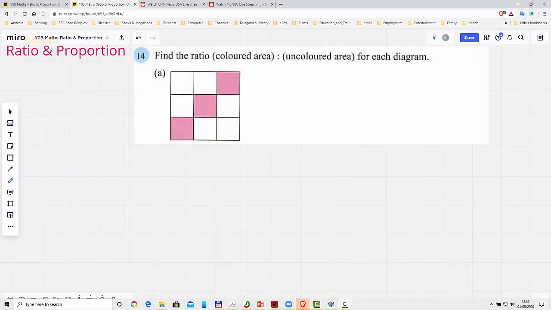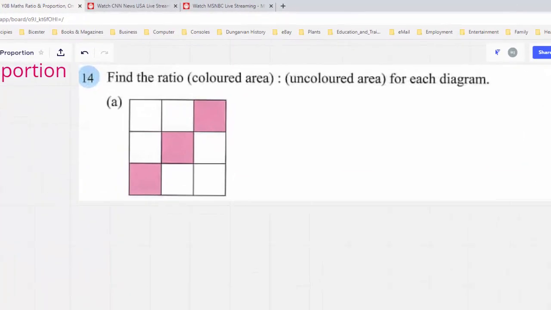Question 14. Find the ratio of the coloured area on the diagram with the uncoloured area. Now this is a nice little question because it mixes up some foreknowledge on area and shapes with ratios. Well, straight away we can see this is a 3 by 3 grid. It's 3 units this way and 3 units this way. So altogether there are 3 by 3, there are 9 squares.